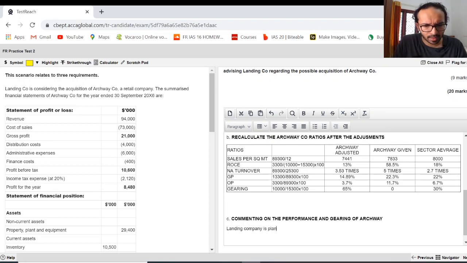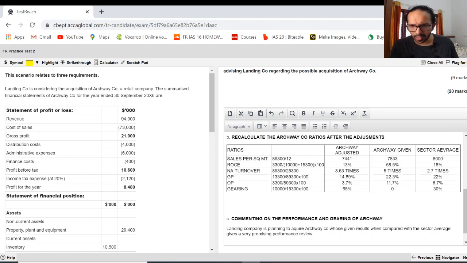Landing Company is planning to acquire Archway Company, whose given results when compared with the sector average give a very promising performance review. Archway's given ratios when compared to the sector average are high in almost all of the aspects.